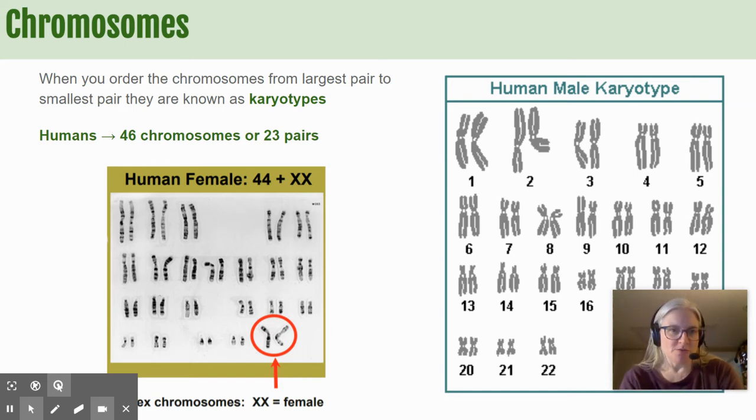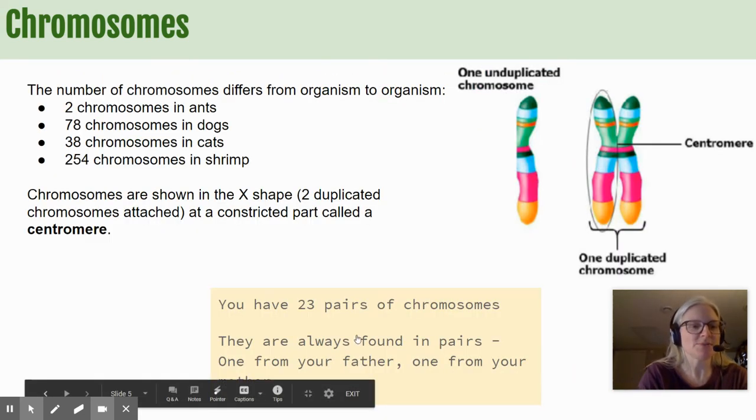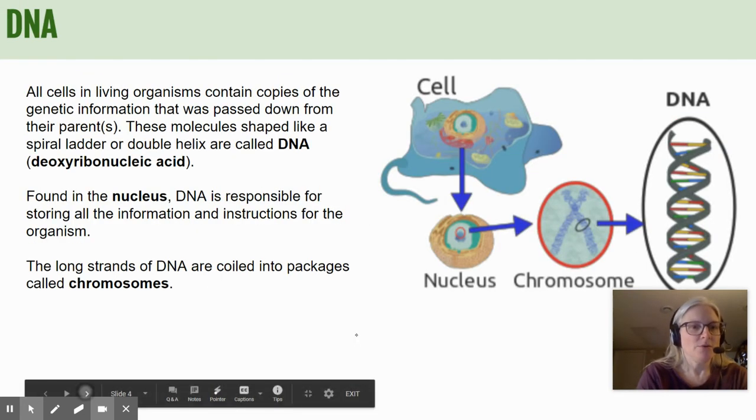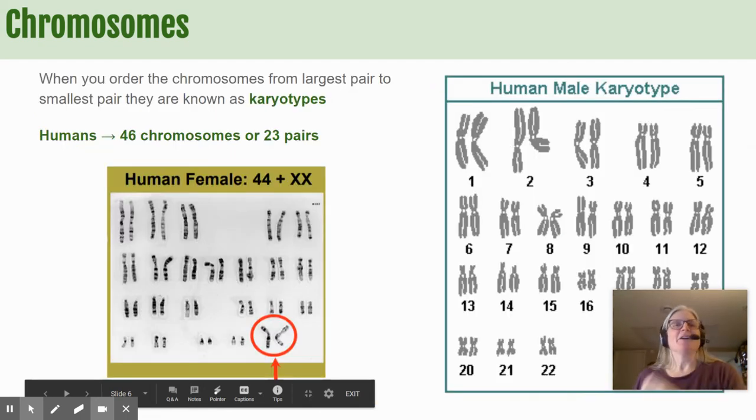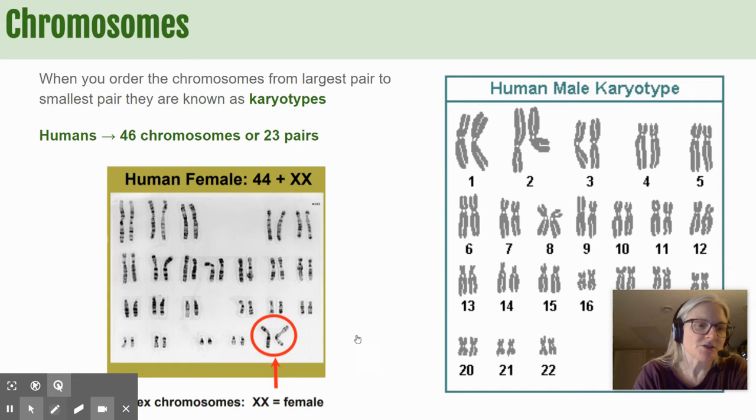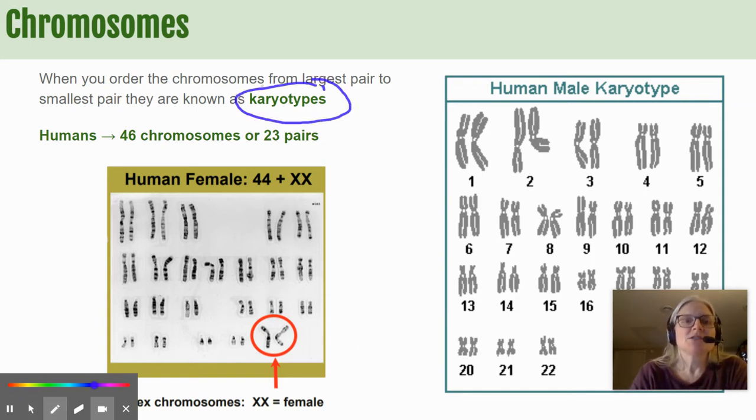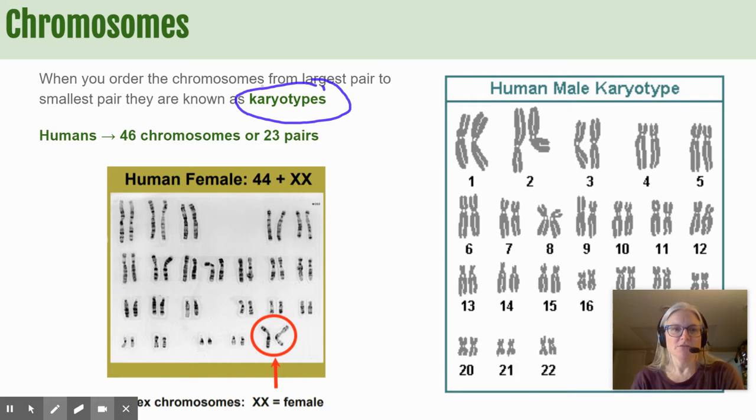So what's nice about chromosomes is because the DNA is so concentrated, we can take images of our chromosomes and get a good visual image of what's going on here. So when you take these chromosomes and you order them from largest pair to smallest pair, you create a karyotype. It's called a karyotype. There you go. So there's 2 karyotypes here. There's the human female, alrighty, and then there's the male karyotype.